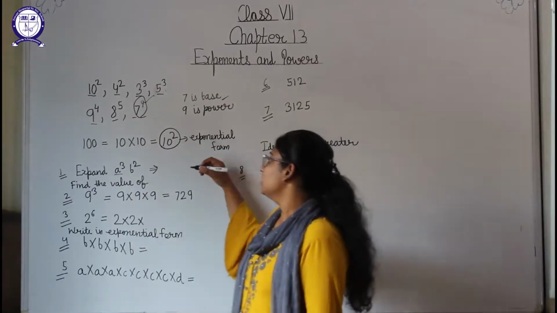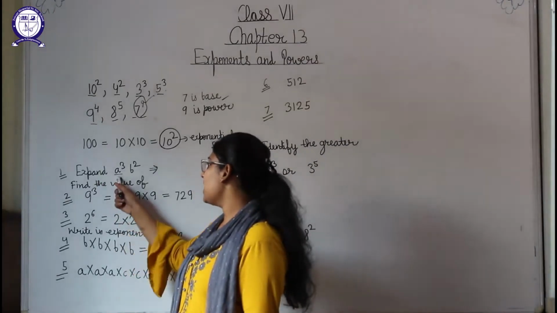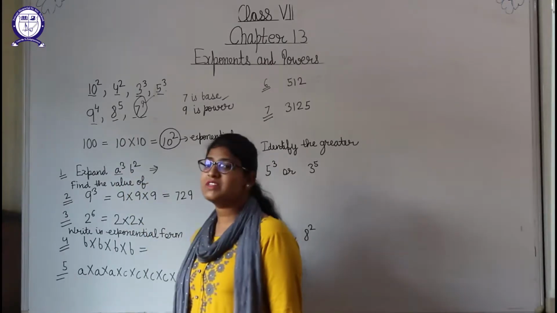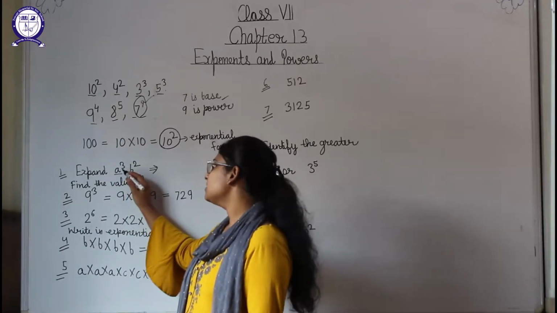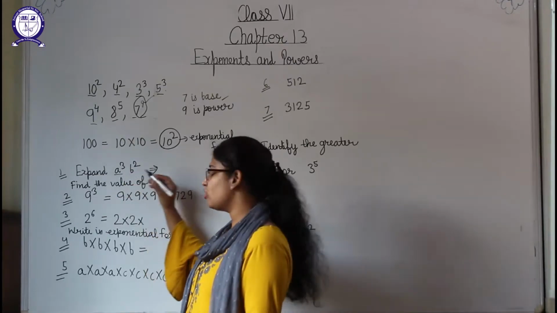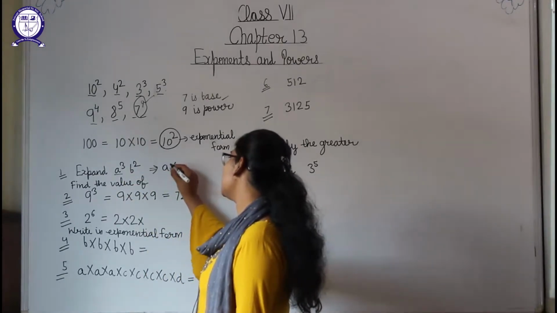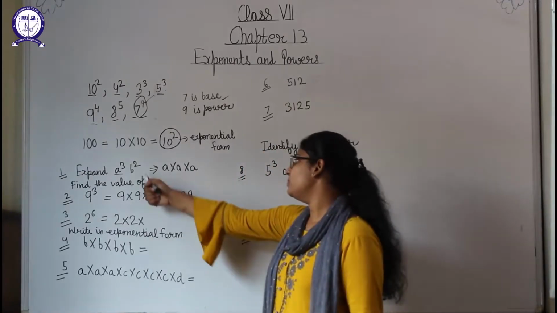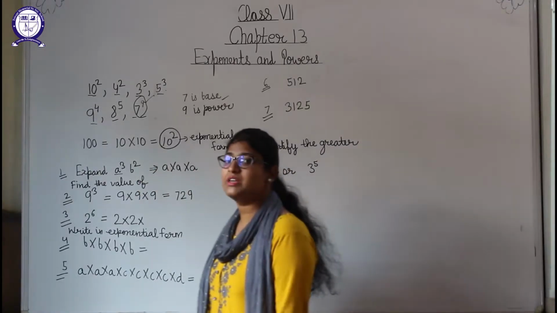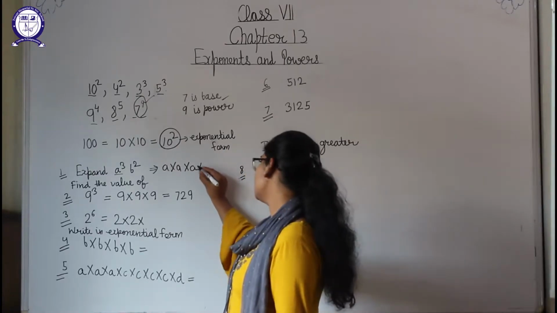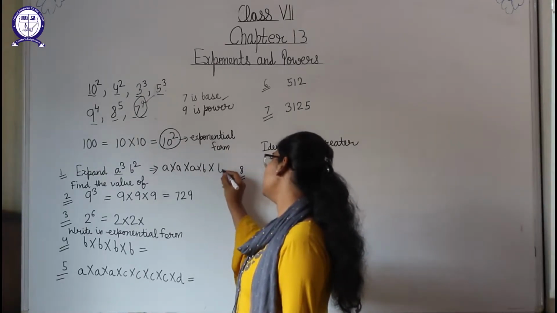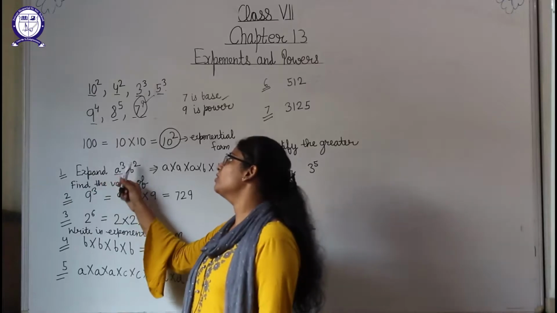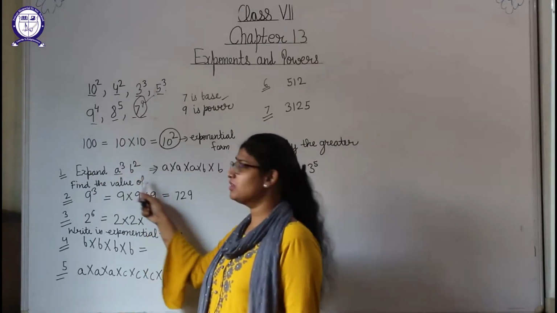Now we have to expand a cube b square. How will we expand it? Here a is raised to the power 3, so we will write a 3 times in multiplication. Now b square means we have to write b 2 times in multiplication, so into b into b. So this is the expanded form of this term.